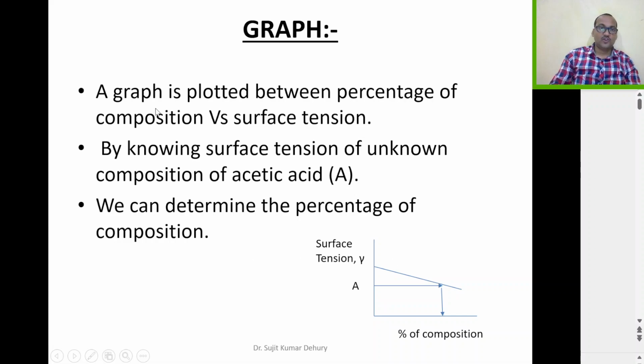So here you need to plot a graph. A graph is plotted between percentage of composition versus surface tension. By knowing the surface tension of the unknown solution of a composition of acetic acid, let's say A, we can determine the percentage of composition. So once you know the surface tension of the unknown solution, you extrapolate, and where it crosses the line, the percentage of composition, that will be our result.